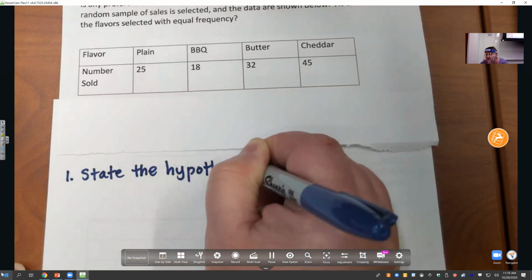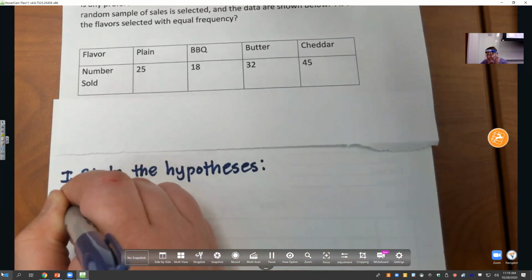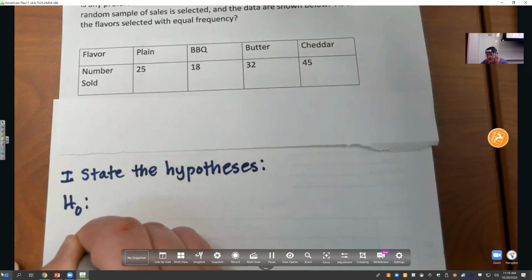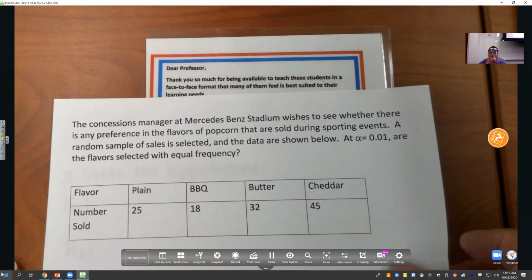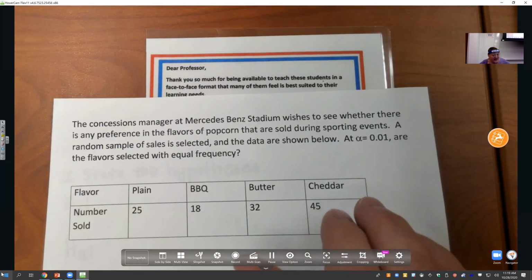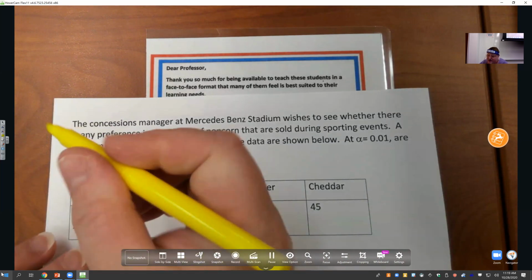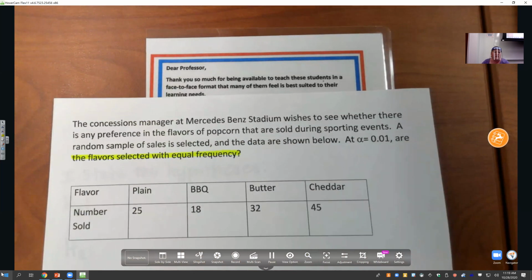Now, the way that you state it for chi-square is a little bit different from what we did before, because we're not talking about whether it's greater than a value or less than a value or different from a value. We're looking at whether or not this set of data follows the pattern. And the pattern that we want it to follow is that the flavors are selected with equal frequency.